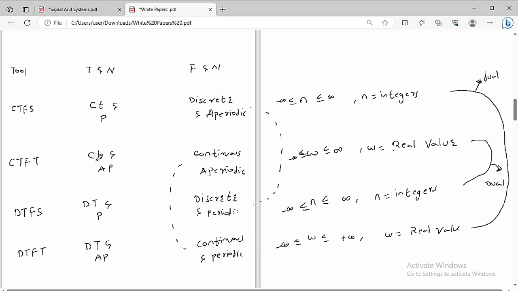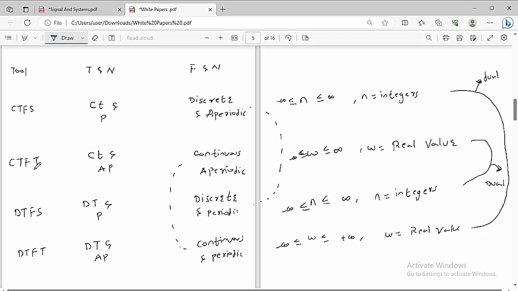So here continuous means discrete. Here aperiodic means here periodic. Here continuous means here discrete. Here aperiodic means here periodic. So these are duals of each other. Here continuous means here discrete. Here aperiodic means aperiodic. Here discrete means here continuous. Here aperiodic means here periodic. You can see, these two are duals of each other, and these two are also duals of each other, because both are complements of each other.